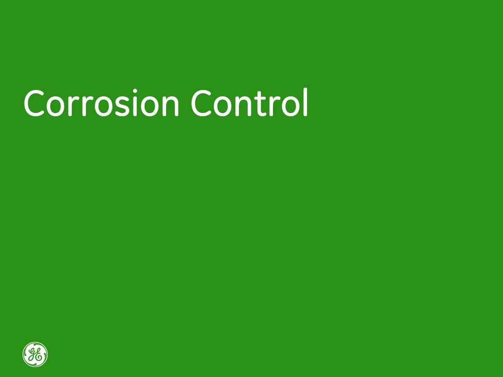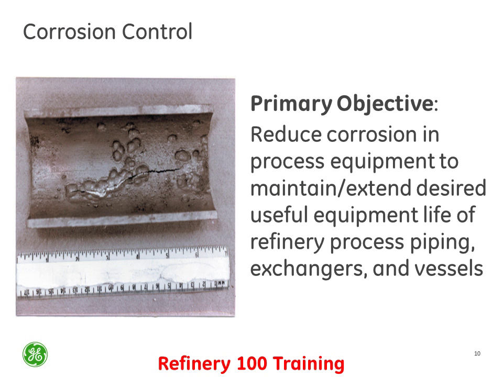Corrosion control is our second category. The primary objective here is to reduce corrosion in process equipment. Most of the time on the process side, this corrosion is water-based. Sometimes it isn't, but some of the same acid-base relationships that you're familiar with in boiler or cooling water chemistry also apply here.